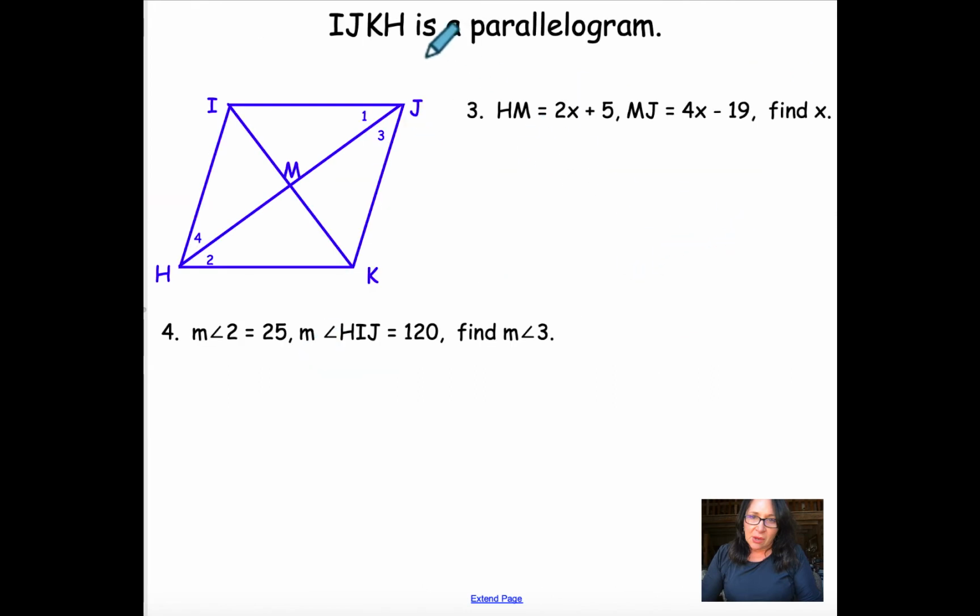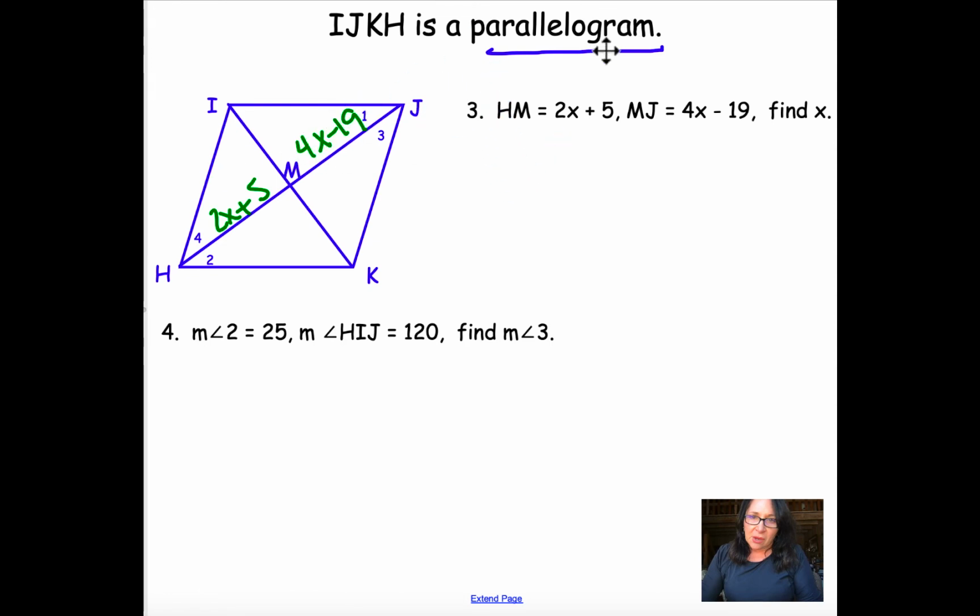For this problem here, IJKH is a parallelogram. Again, alternate interior angles. Opposite angles congruent. Diagonals bisect each other. Diagonals bisect the angle if it's a rhombus, however, it didn't tell me what it is other than it being a parallelogram, which means that I only know that the opposite angles are congruent. Now, given this information, I know for this problem up on top that HM is 2x plus 5 and MJ is 4x minus 19.